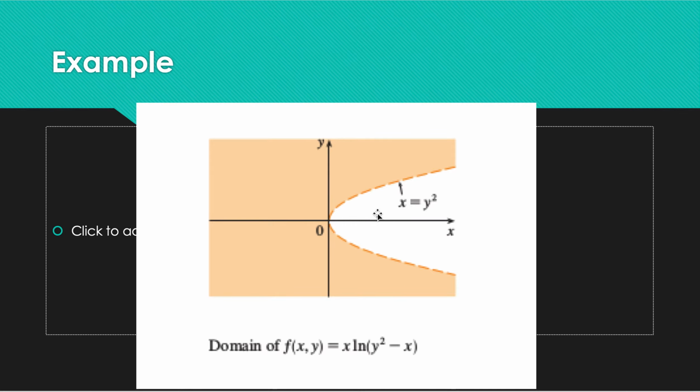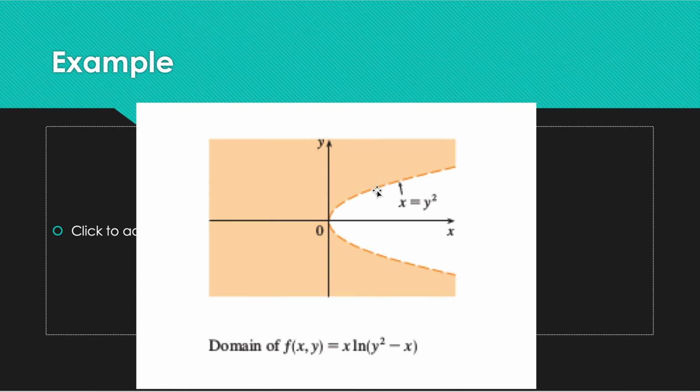If I'm looking at the domain of this graph, it looks like it's all real numbers except where the bounds of this parabola are, which should make sense because my natural log cannot be 0 or negative. So I need y squared to be greater than x, so that I don't get a 0 and I don't get a negative number. So where y squared is greater than x, let's think back to our 2D stuff.